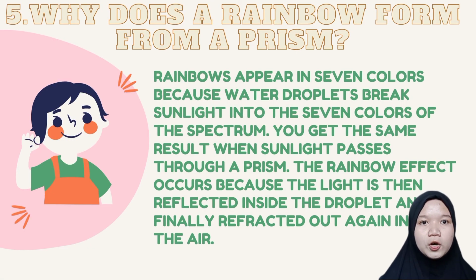Why does a rainbow form from a prism? Rainbows appear in seven colors because water droplets break sunlight into the seven colors of the spectrum. You get the same result when sunlight passes through a prism. The rainbow effect occurs because the light is reflected inside the droplet and finally refracted out again into the air.